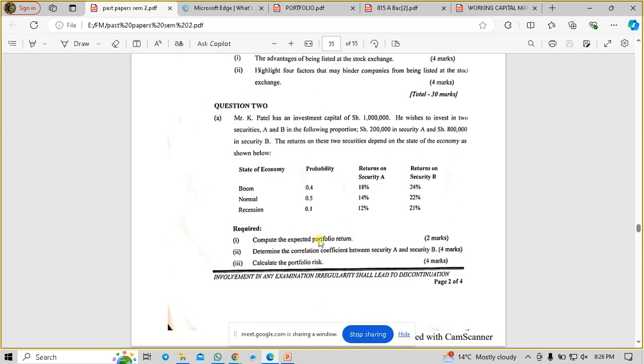So required, compute the expected portfolio return. Then part 2, determine the correlation coefficient between security A and B. Calculate portfolio risk. So I don't know how fast we can be and try and do this question. So who can tell us expected portfolio return? Where are we going to start from? Anyone who can tell us?